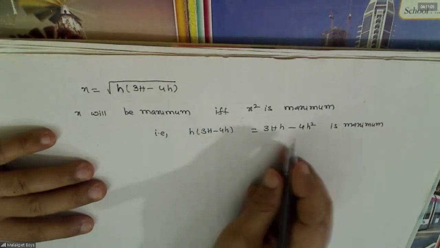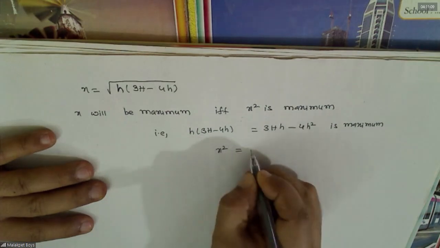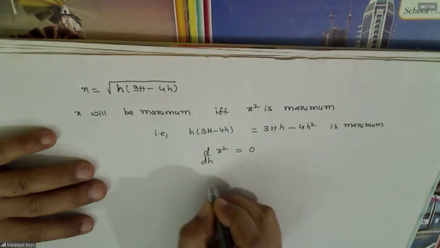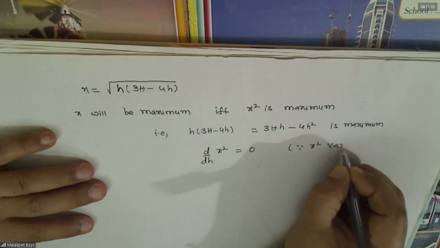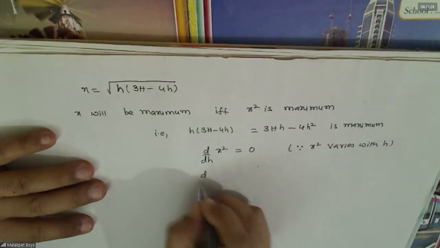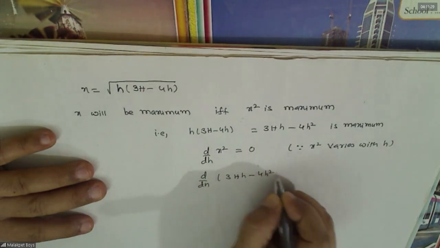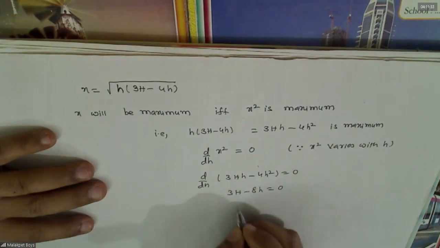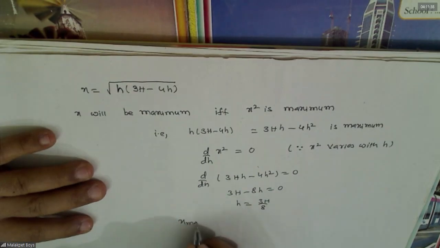Now you can see when this is maximum, d by dh is 0. d by dh must be 0 because, since x square varies with what? Height. So this is d by dh of... so you'll get h is equal to... and you'll get h max also.